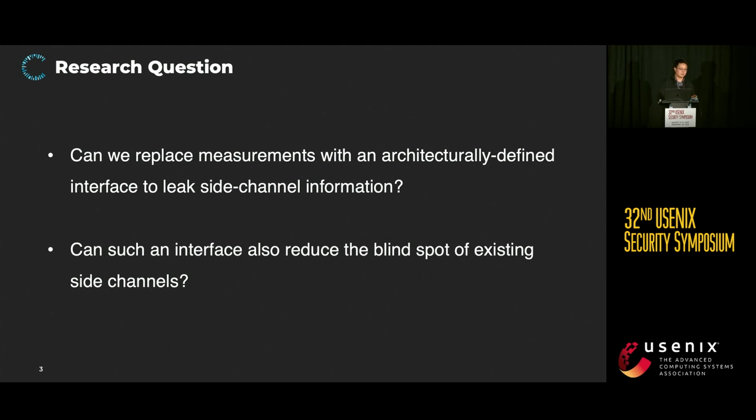Hence, we raise two research questions. Can we replace measurements with an architecturally defined interface? And also, can such an interface reduce the blind spot of existing side channels?